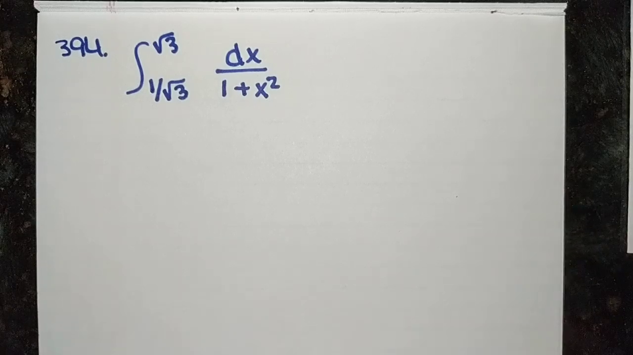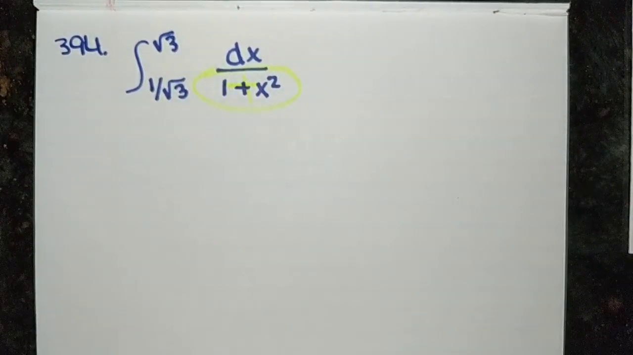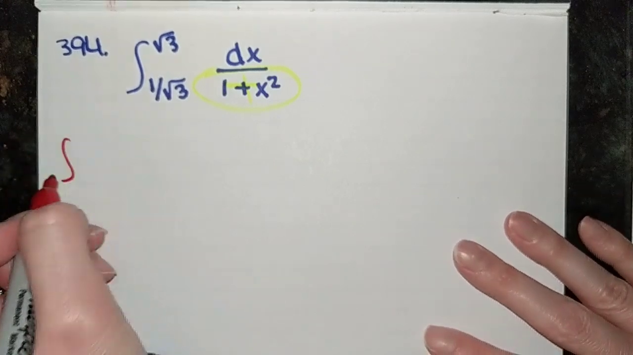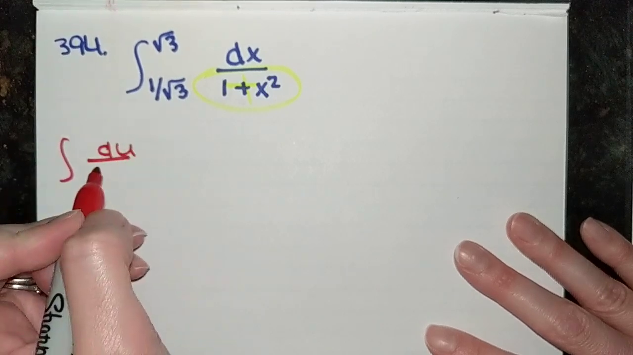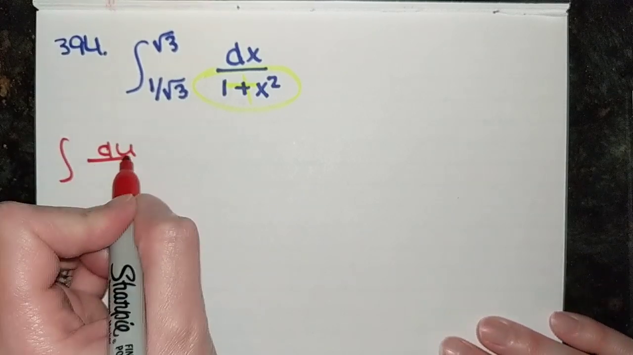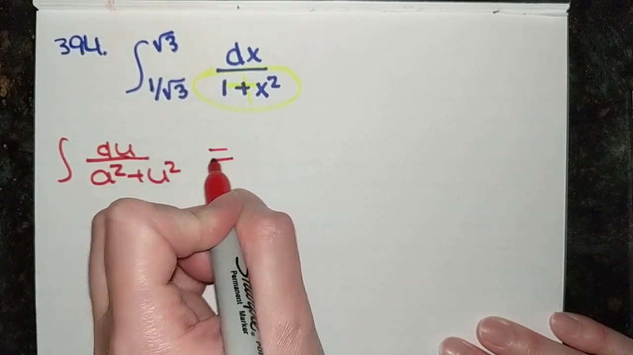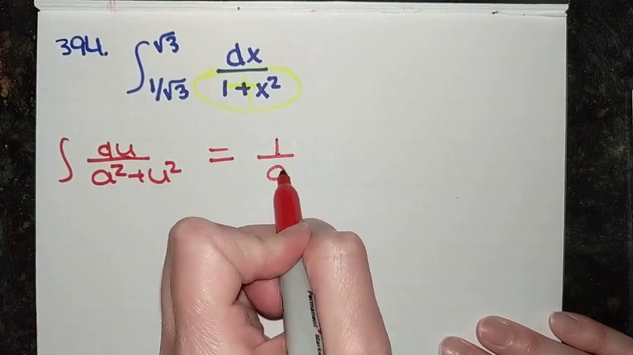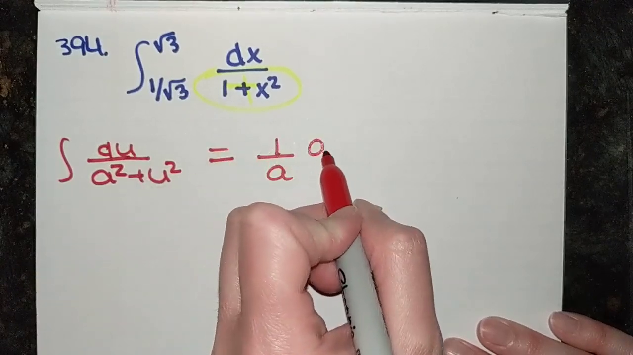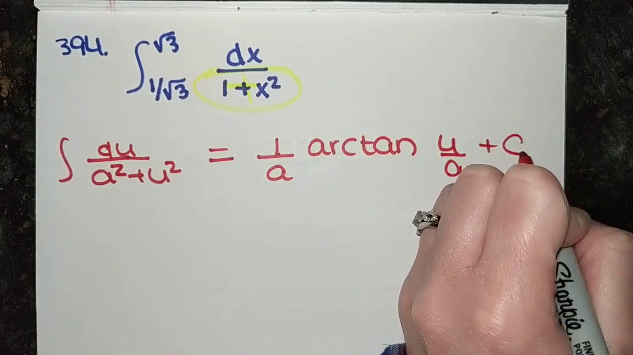So when you look at this, the first thing that you should notice is the denominator here, the plus sign. That is going to be your arctangent function. And the rule for arctangent is that if you have du over a squared plus u squared, that integral is going to be equal to 1 over a, and then arctangent u over a plus c.